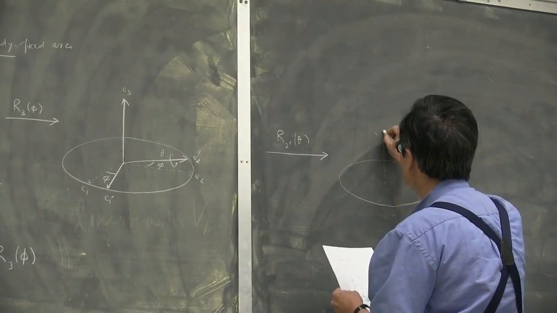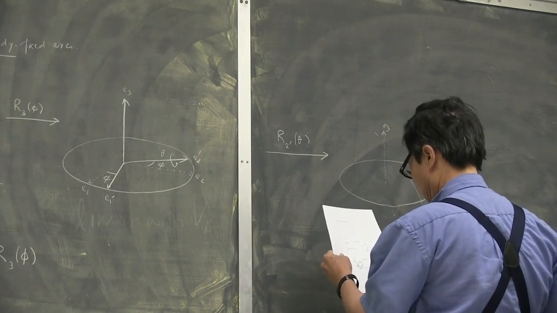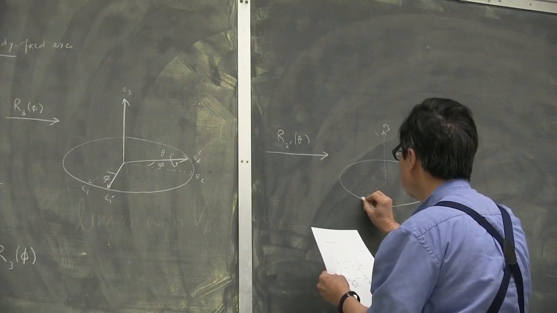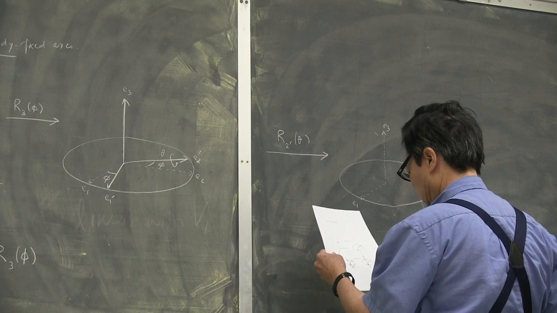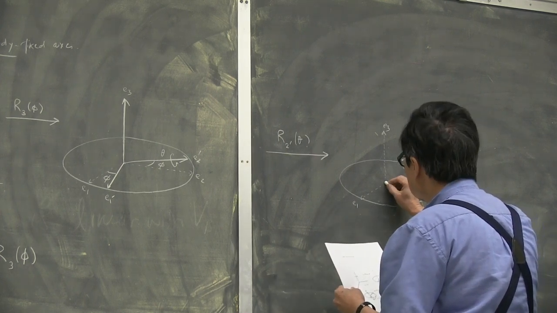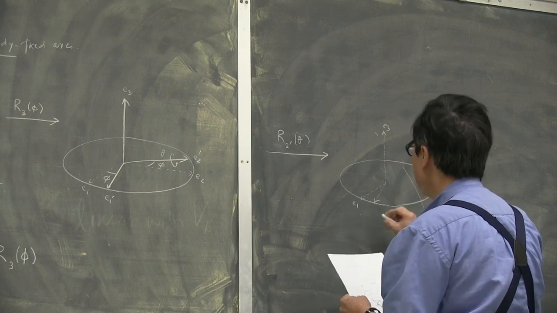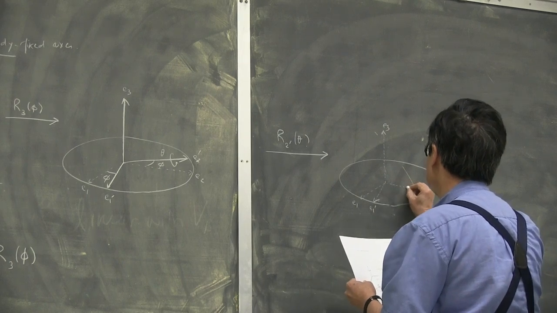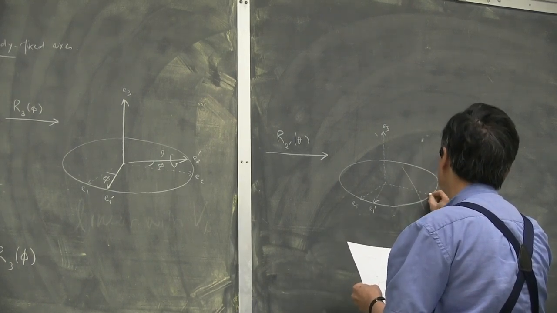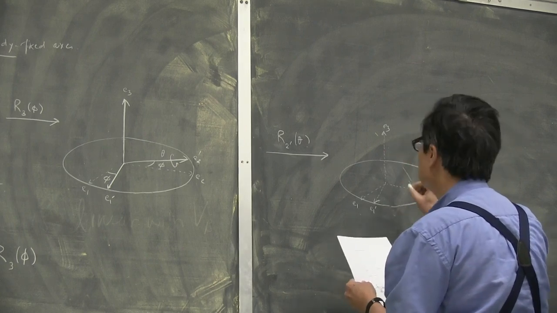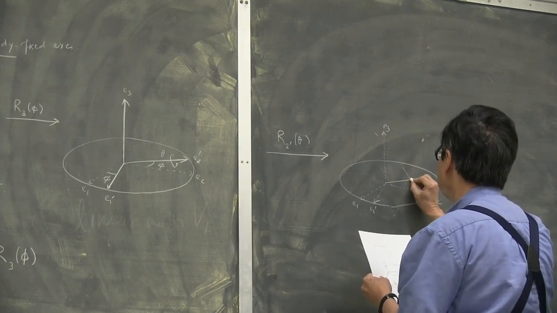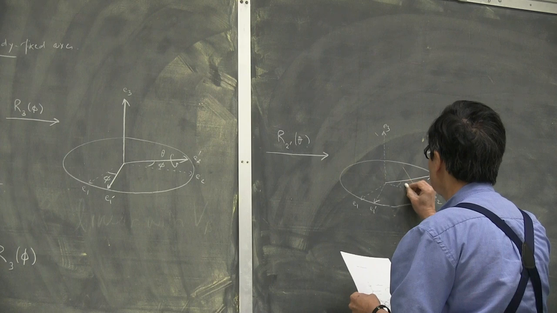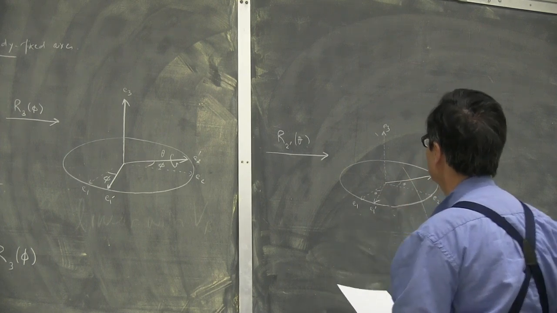This time the E3 will be changed. So the original E3 is like that. Let's say the original E1 was like that. E1 prime was like that. And this is E2, let's say. And the E2 prime was like that. So this angle phi here, this angle phi here.